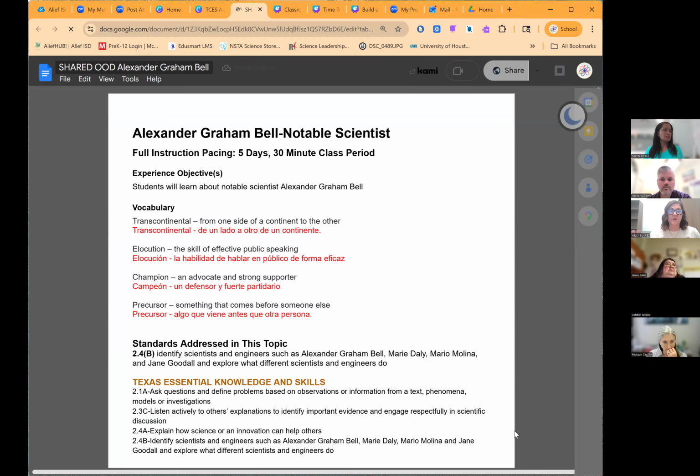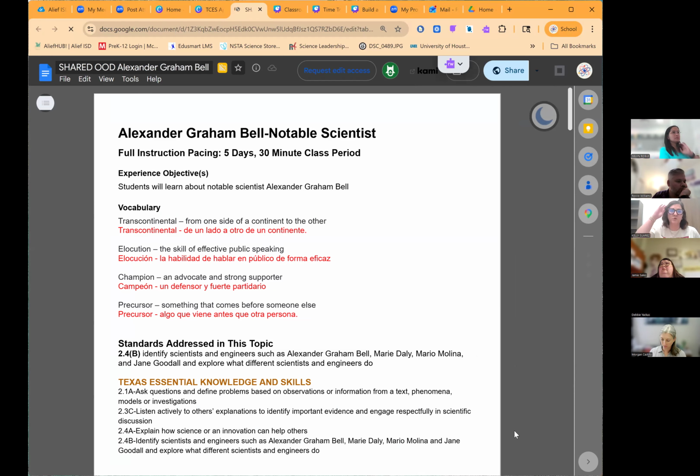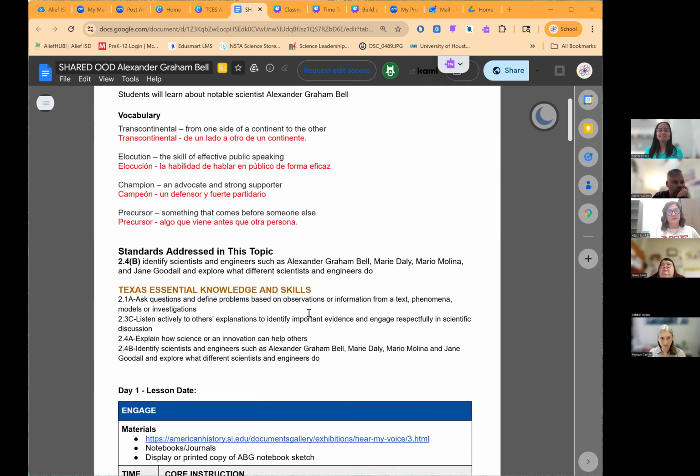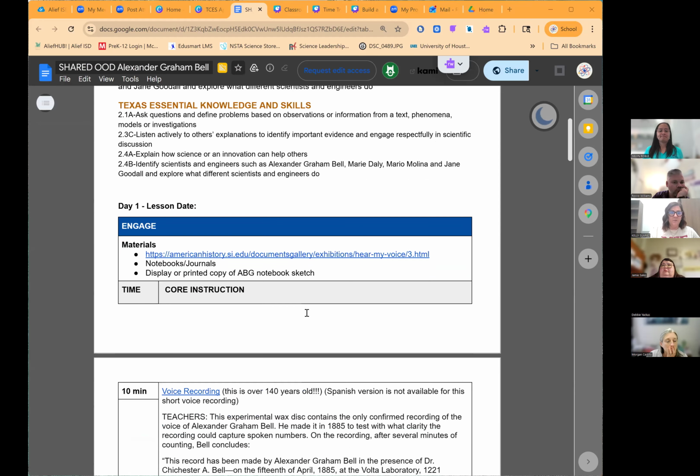Almost everything is available in English and in Spanish, already translated for you. So if you have multiple languages, spoken or a dual language program, that should be ready to go. It's got the standards. It's got all 3 dimensions of the standards. If you'll scroll down some, keep going. There you go.